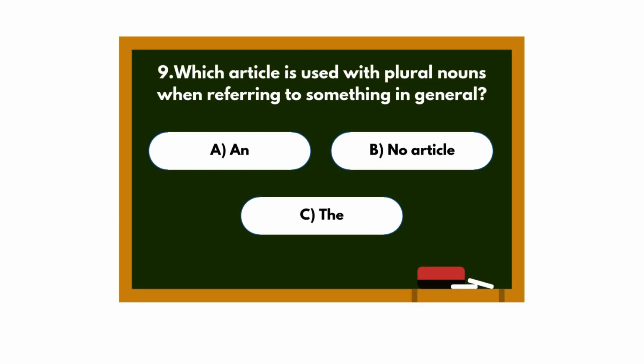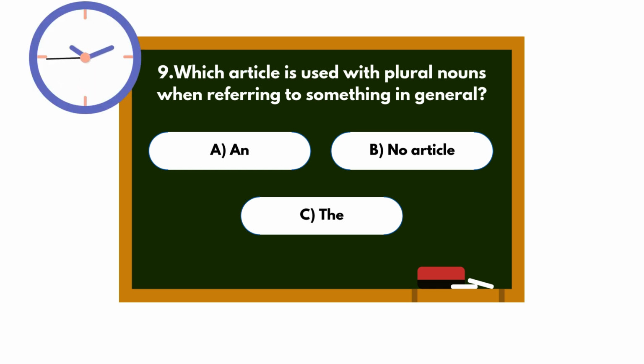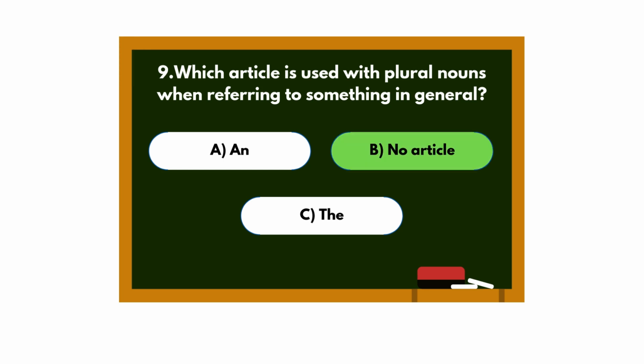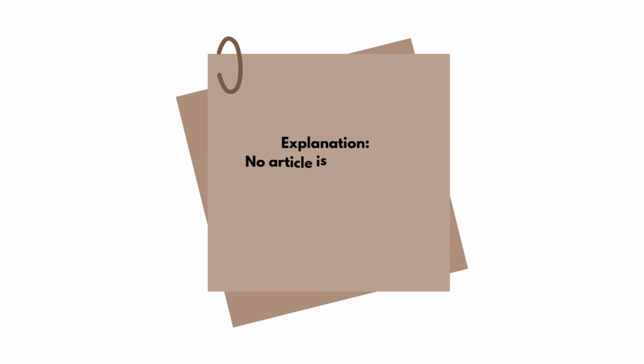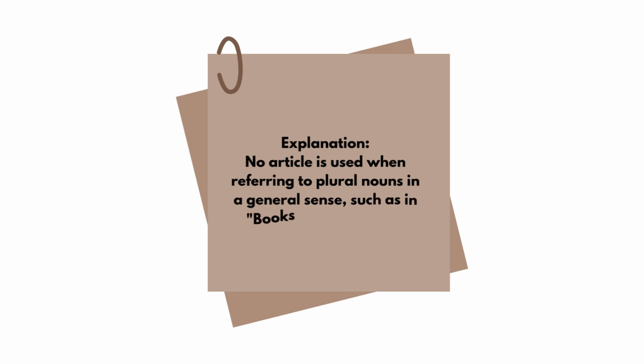Question number 9. Which article is used with plural nouns when referring to something in general? Option A, an, option B, no article, option C, the. The correct answer will be option B, no article. Explanation: no article is used when referring to plural nouns in a general sense, such as in, books are important.